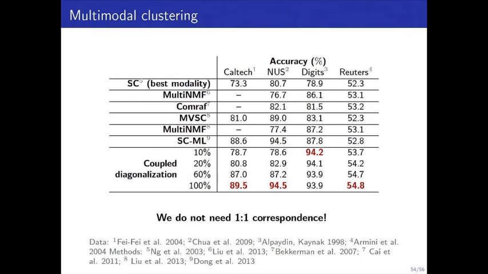So some numerical data, some standard multi-view clustering datasets, some state-of-the-art methods that are out there, and you can see that we outperform all the other methods, and also a big difference is that we don't need one-to-one correspondence. This is usually the assumption in multi-view clustering, that you have one-to-one correspondence between datasets. Here in some cases, having just 10% of correspondence, we can achieve better performance than any other methods.